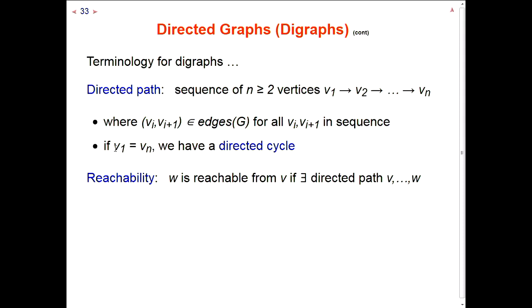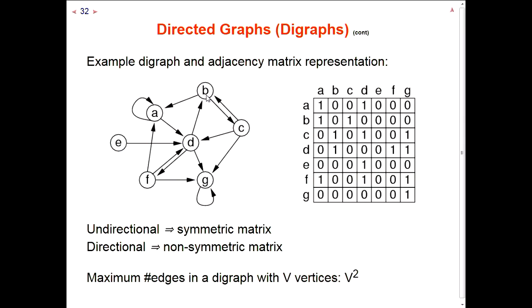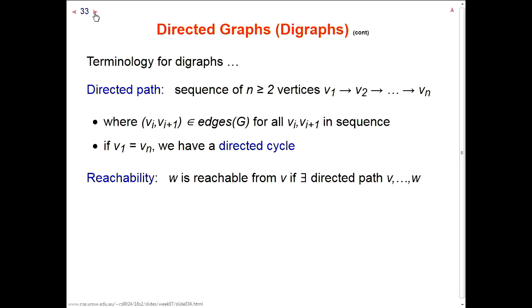If V1 is the same as Vn, then as before we have a cycle, and we call this now a directed cycle. Here you could have a very simple directed cycle from B to C and from C to B. But the cycle from B to C could also use B, C, D, and B. This is clockwise. You can't go anti-clockwise because that would violate the direction of these 2 edges.